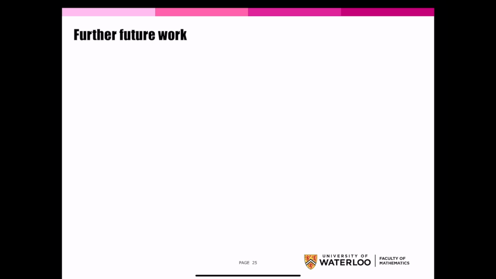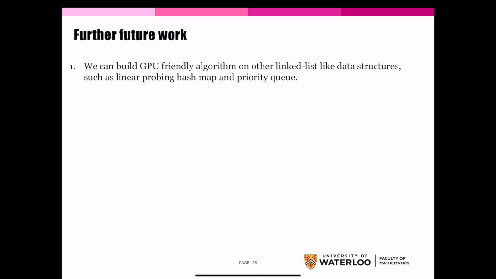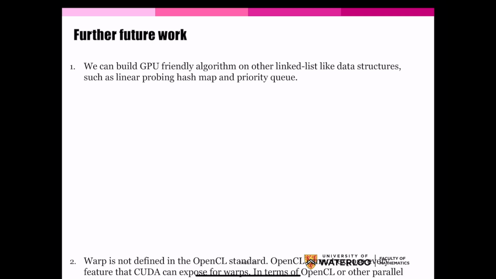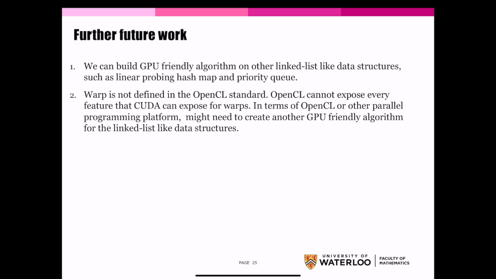And we also have further future work. First, we can build GPU-friendly algorithms on other linked list-like data structures, such as linear probing, hash map, and priority queue. Secondly, warp is not defined in the OpenCL standard. OpenCL cannot expose every feature that CUDA can expose for warps. In terms of OpenCL or other parallel programming platforms, we might need to create another GPU-friendly algorithm for linked list-like data structures.